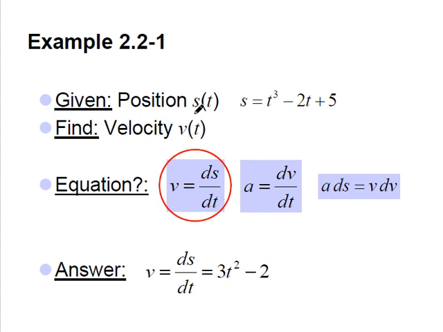So we're given this position equation, and then we have to find velocity. First, your given equation is a position function. Of course, we have here t cubed minus 2t plus 5, and then we have to find v(t).